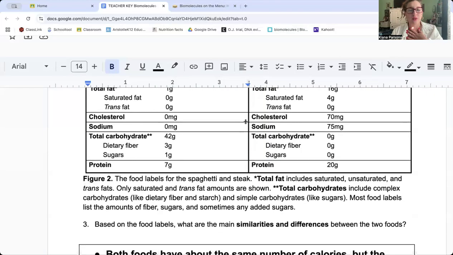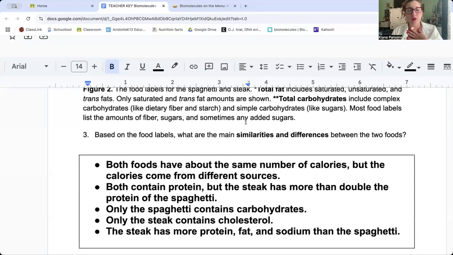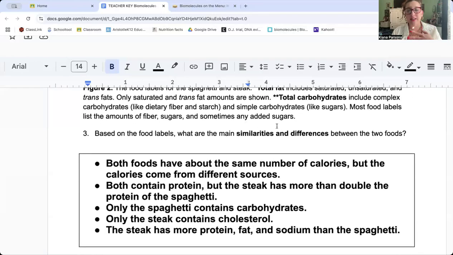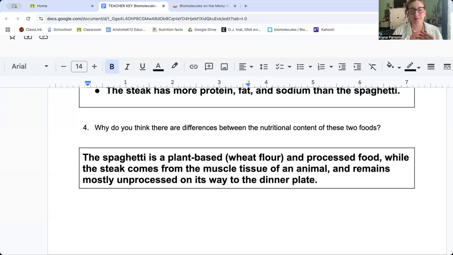All right, so those are the food labels. This is the similarities and differences that we just broke down. About the same number of calories, but they come from different sources. Both contain protein, but the steak has more than double the protein of the spaghetti. Only the spaghetti contains carbohydrates. Only the steak contains cholesterol. And the steak has more protein, fat, and sodium than the spaghetti.